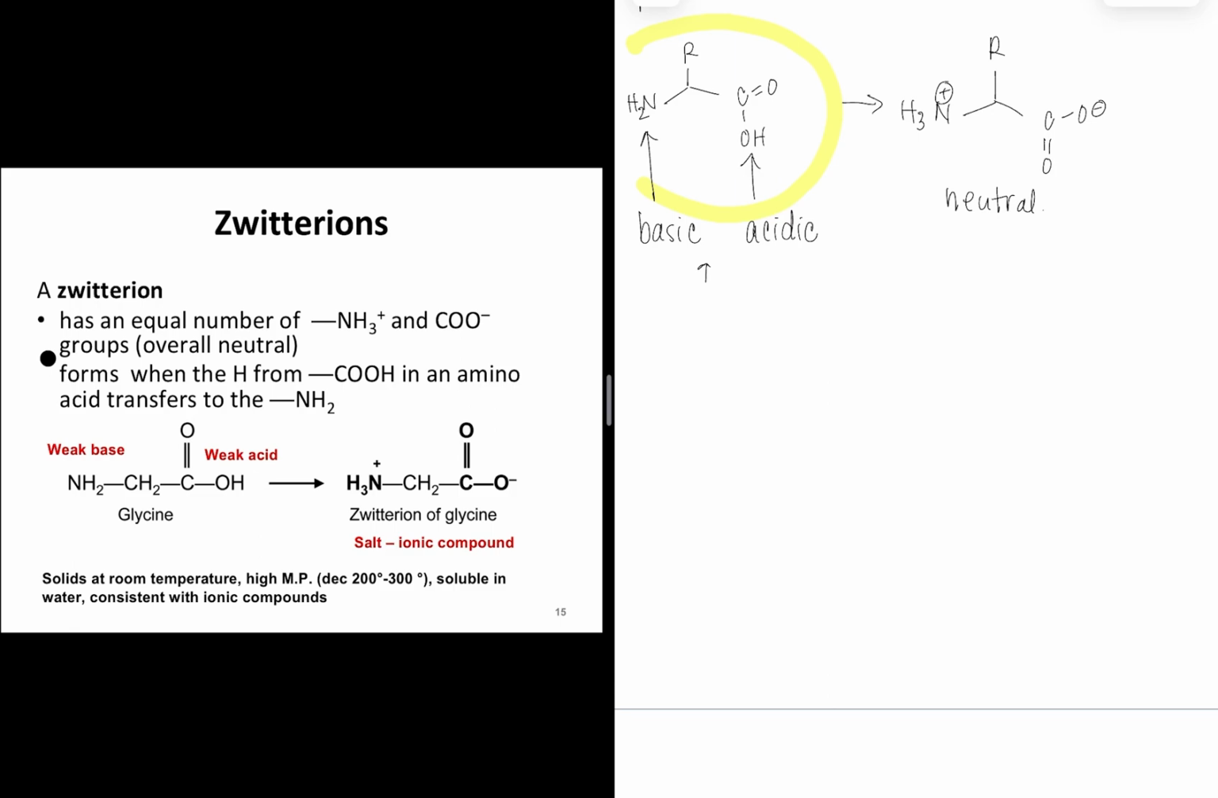Amino acids are salts at room temp. They are solids at room temp, and you can put them on the shelf. They're stable. They have very high melting points, and so that's sort of physical evidence that these are going to be salts. Salts typically have very high melting points. So a zwitterion is a molecule that has an equal number of positive and negative charges. So it is neutral, but it does have charges.